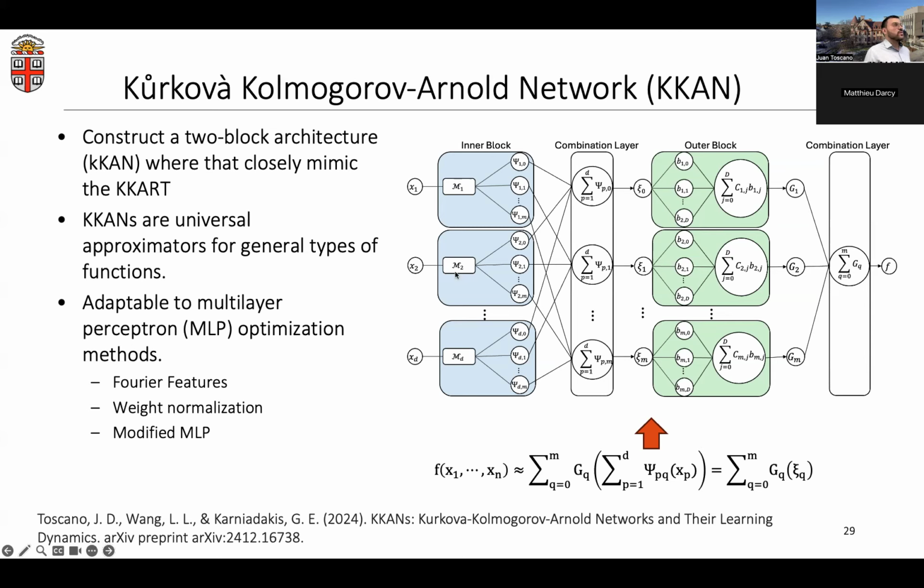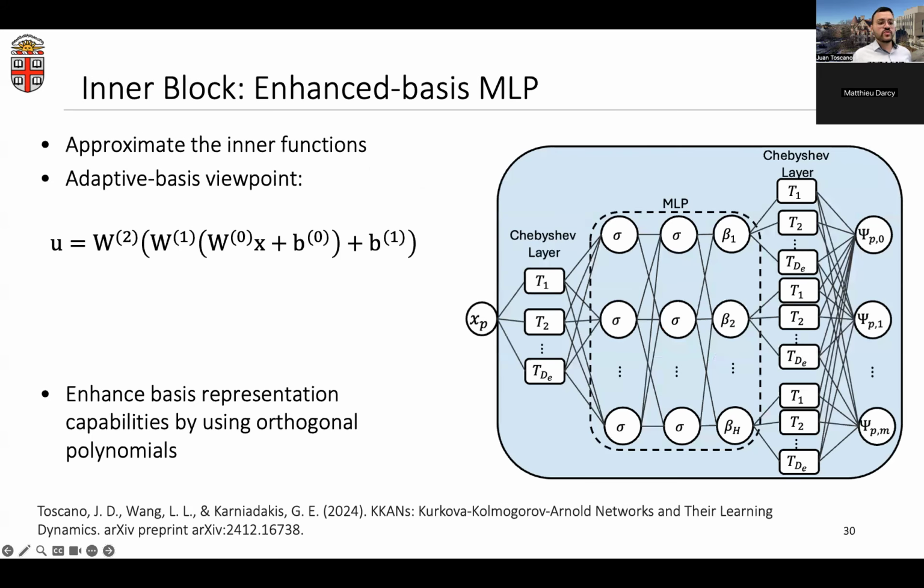Why? Because it's widely developed and it's quite strong. We know how to do a lot of things with MLPs. There are a lot of optimization methods for MLPs, so that's why we can use it as inner functions easily. And for the outer function, we can use linear combinations of basis functions, similar to what they did in the original KAN paper.